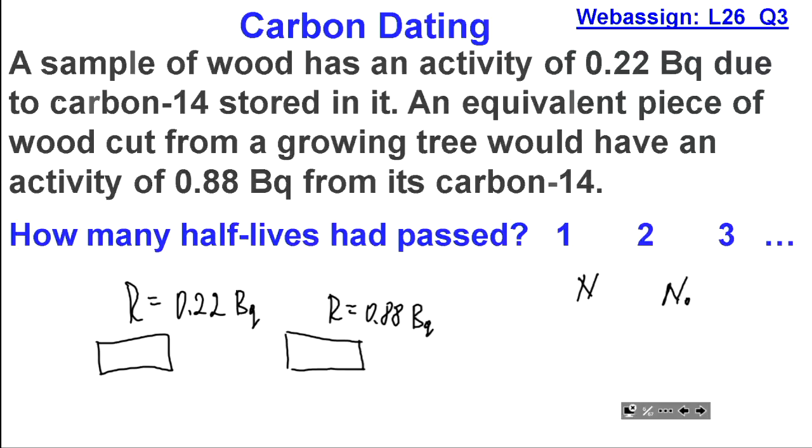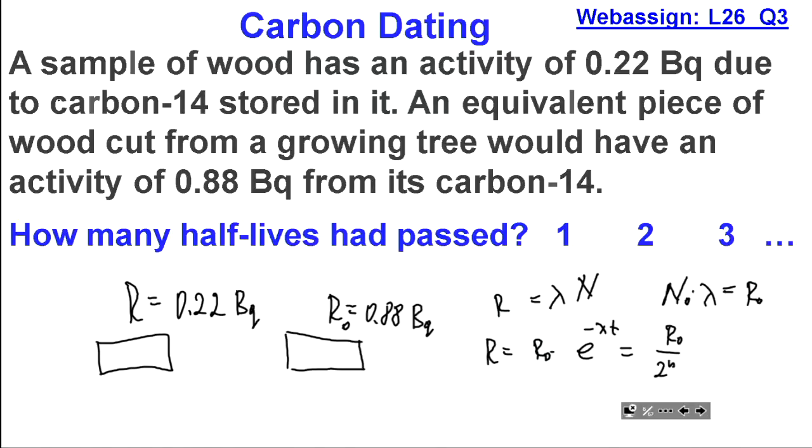But that is not activity. Technically, this is n, but we can make it activity by multiplying by the decay constant. So we should say this is the initial activity, and this is the activity after a certain period of time. Because n, the number of radioactive nuclei, decreases, activity decreases with exactly the same law. This is one form of this law. This is another form of the same law.